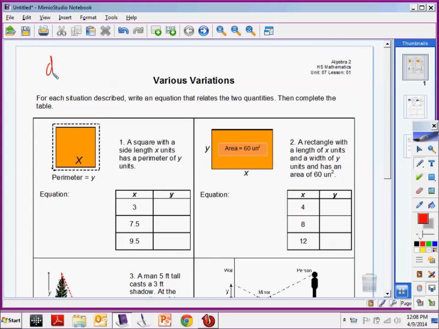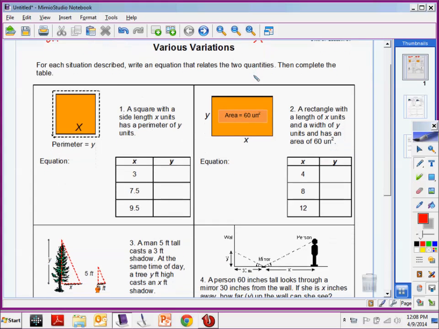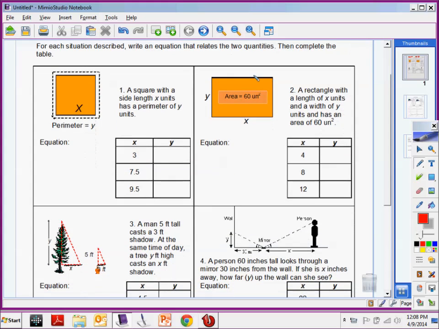So direct is K times X, right? Yep. And inverse is K divided by X. Good? Yes. All right. We remember that from yesterday? Yeah. And Monday or whatever. So now we're going to actually apply it to a situation.